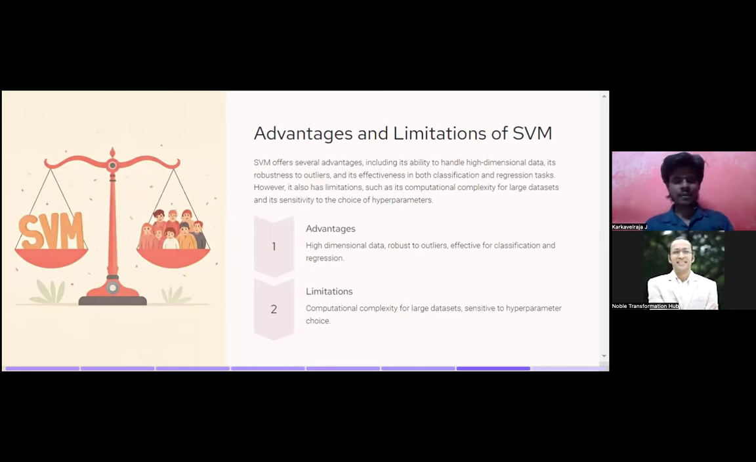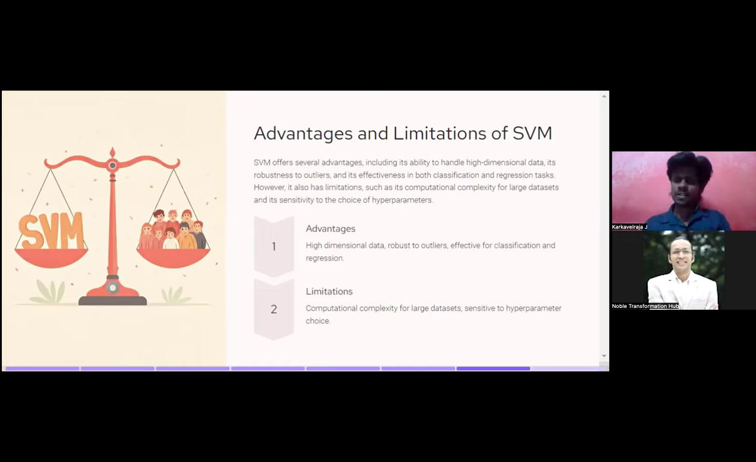As a coin has both sides, head and tail, if we consider head as the advantage, then there is a possibility of limitations too. Let's see the limitations. First, computational complexity for larger datasets: whenever you have a larger dataset, you need to convert all of it to a high dimension, so it takes more computation time and complexity. Second, sensitivity to hyperparameter choice: consider you have non-linear data and you choose a linear kernel, then there is no point and it will lead to an uneven decision.